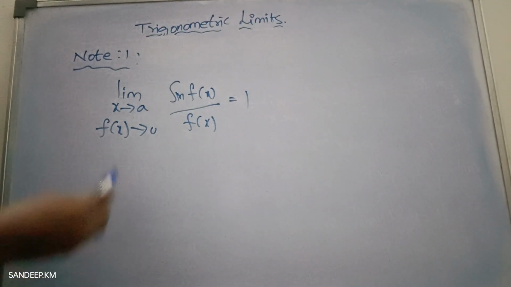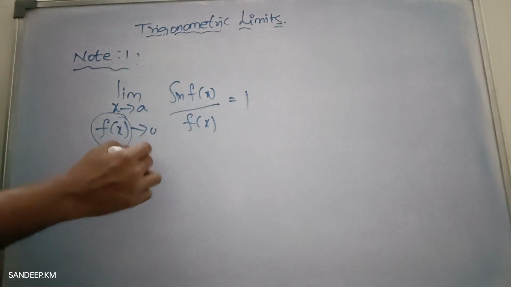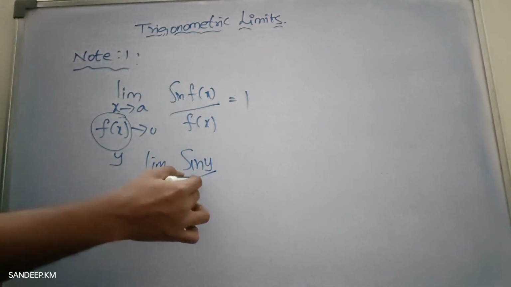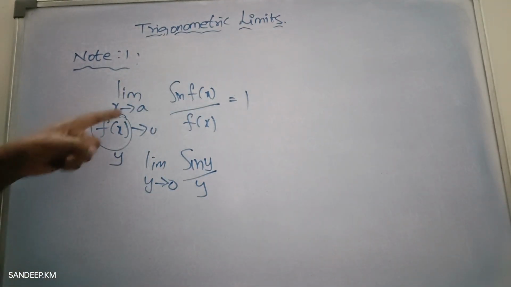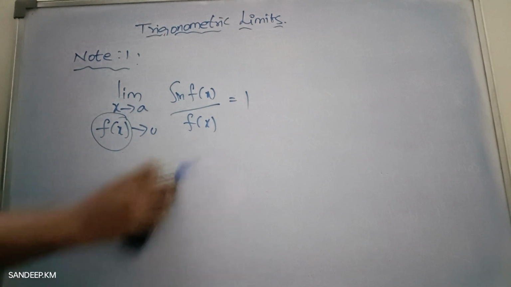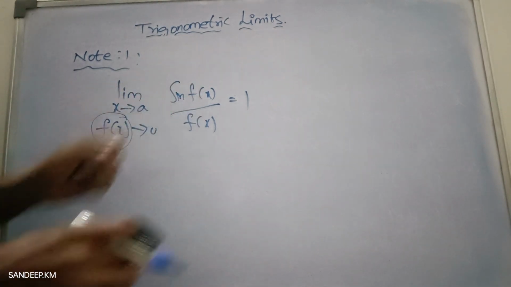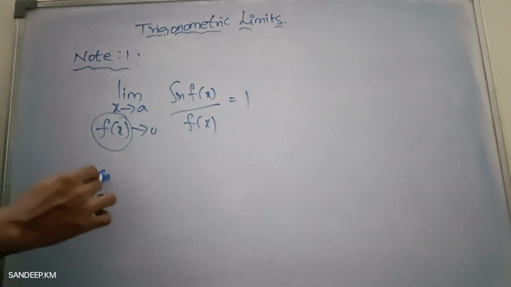Why? Because you can replace f of x with y. Okay, now then what happens to this? Limit y approaches 0, sin y divided by y. How much? 1 only, na? That's what I have written here. When x is approaching a number a, if f of x is approaching 0, then sin f of x divided by f of x is 1. Let us see simple examples.